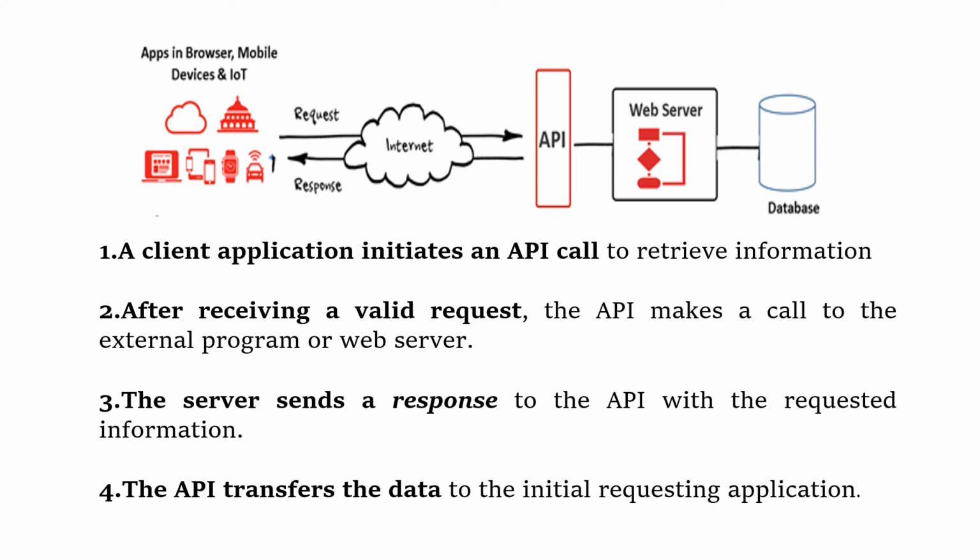This is how the API helps in the communication between the apps in web browser and the web server, which gives the service to the requesting application. Or we can say two softwares can communicate using the APIs.